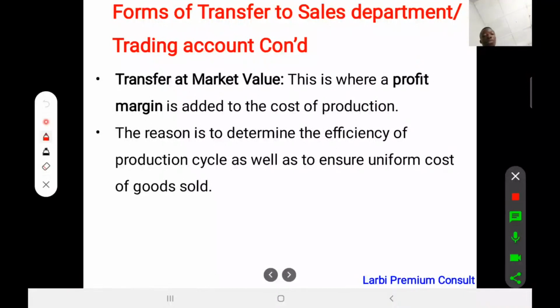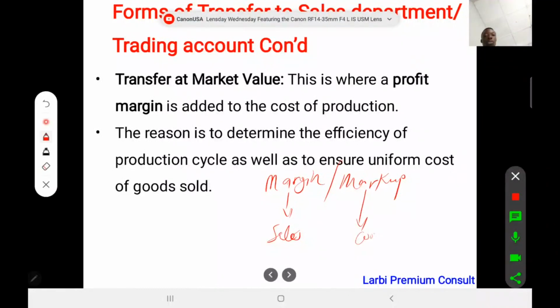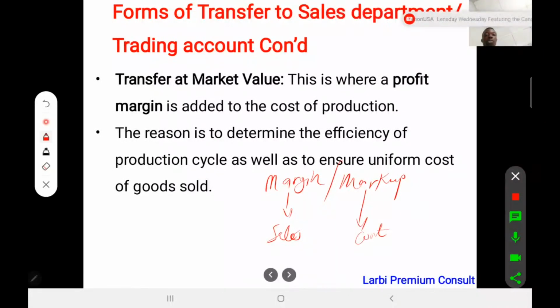So when it comes to profit, we have two subcategories: margin and markup. Margin is applied on sales, and markup is applied on what? On cost. Markup is applied on cost of production or net cost of production. So that's how we work it out. Margin on sales, markup on cost. Let's take note of that, then we'll talk much more about it as we move along.